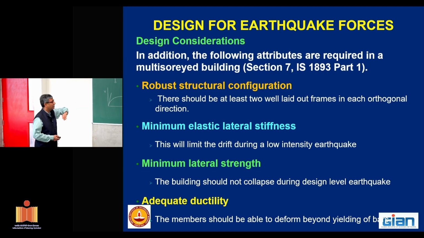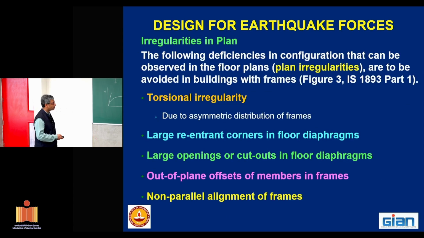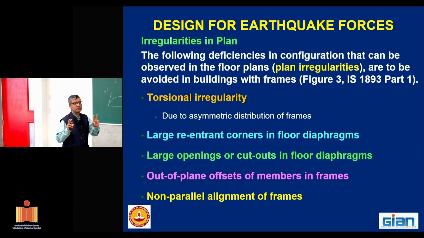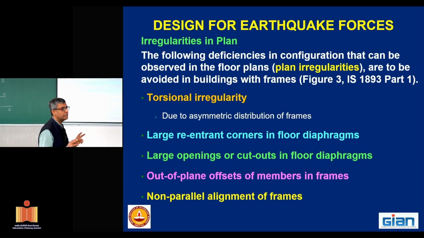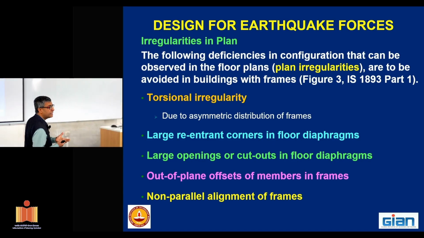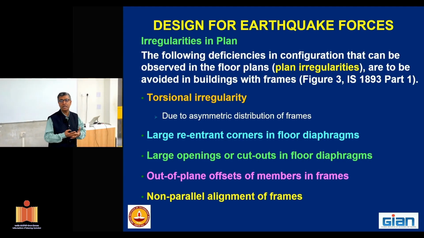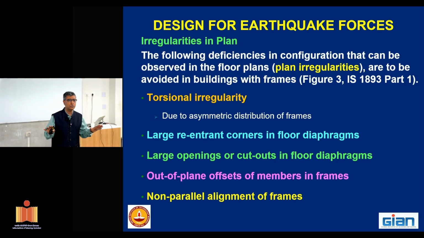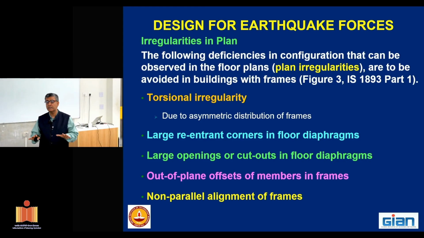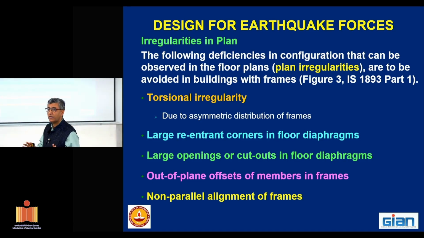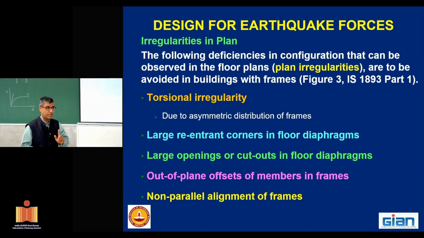Some other things I will run through quickly now. Robust structural configuration, minimum lateral stiffness, strength. These are ensured by proper analysis, design and detailing. Adequate ductility. What we should avoid in configuration is called irregularities. What is meant by irregularity? There are certain features which can be fine for gravity loads, no issue. But for earthquake, we should not invite them. If we are inviting them, then we have to be very careful.